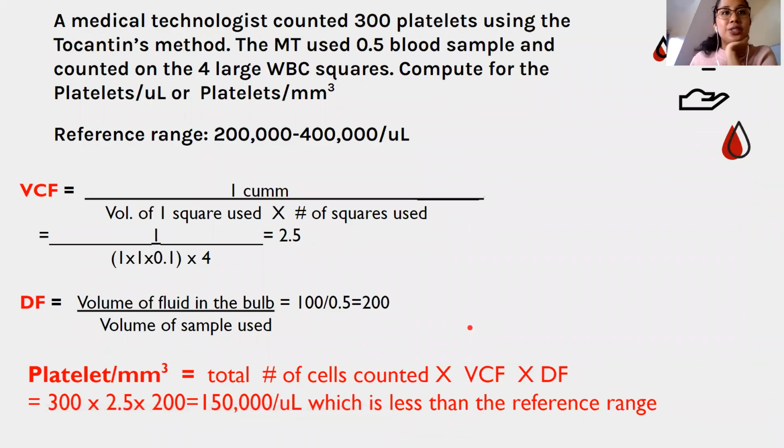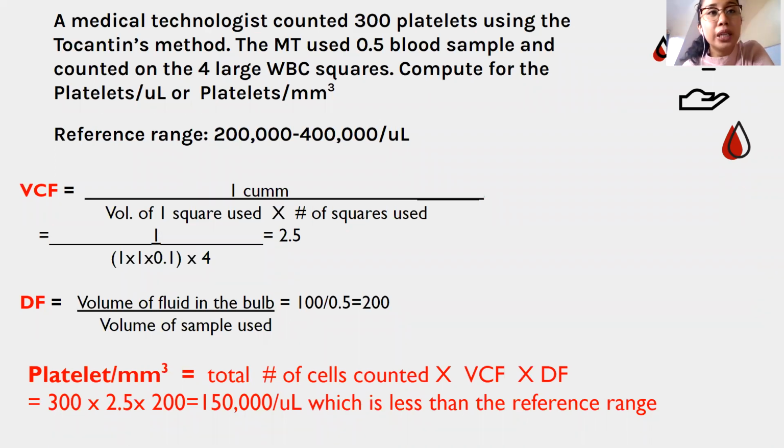Okay. So, example class. A medical technologist counted 300 platelets using the Tonkan-Pins method. The MT used 0.5 blood sample and counted on the 4 large WBC squares. Compute for the platelet per microliter or platelet per cubic millimeter. So our reference range is 200 to 400,000 per microliter.